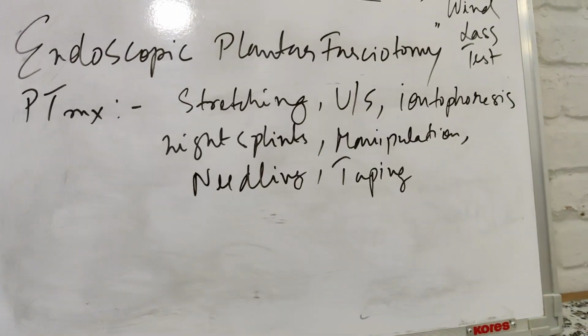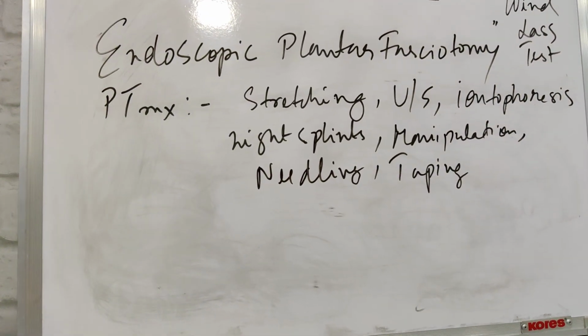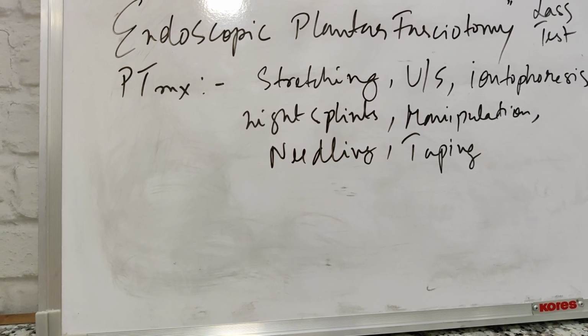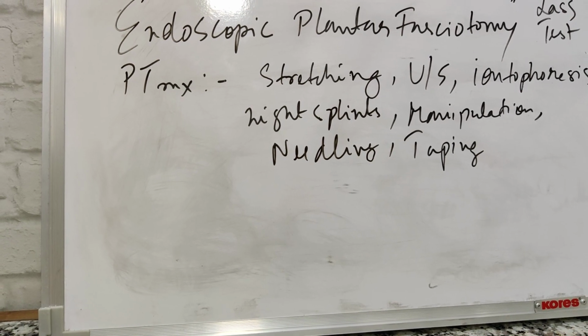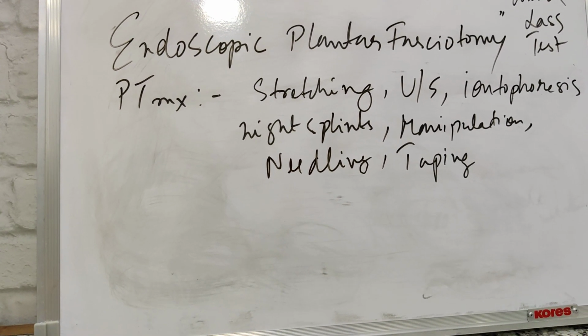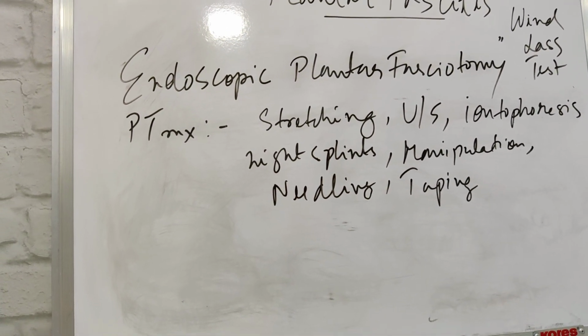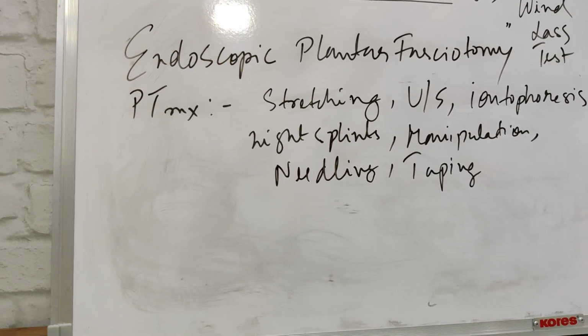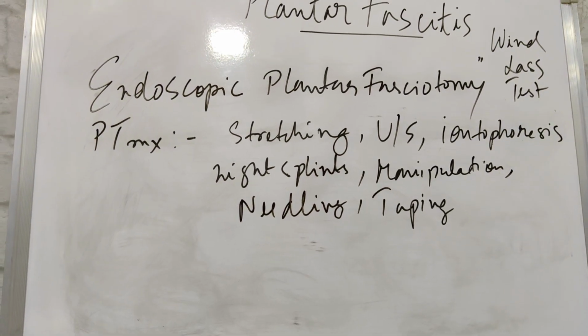Again, if we revise the risk factors, I told you there will be loss of ankle dorsiflexion, pes cavus, pes planus deformities, excessive foot pronation, impact of weight bearing activities, improper shoe fit, elevated BMI, diabetes mellitus, all these conditions.